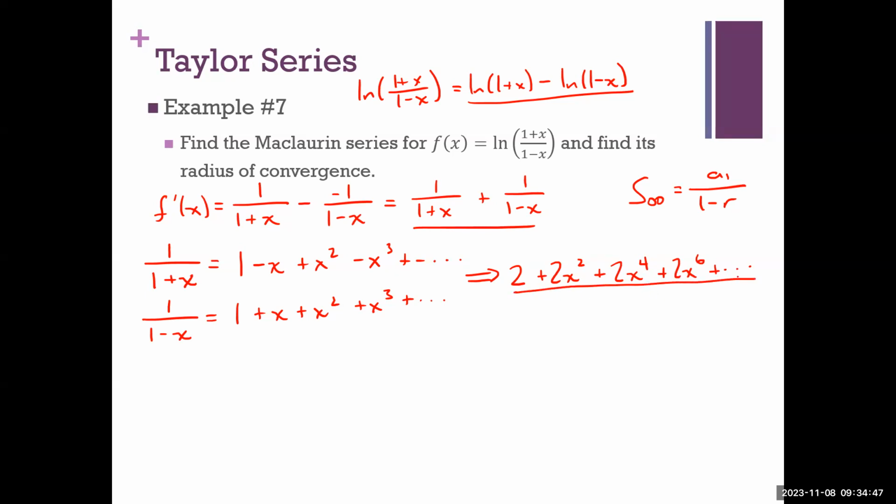But what is this? Is this thing right here f of x? We'd have to integrate it, right? Because this right here really is, this is f prime of x. Remember, this whole thing was built on the derivative of natural log of 1 plus x over 1 minus x. So what I really want to do is find f of x. All right, so what's that going to be?